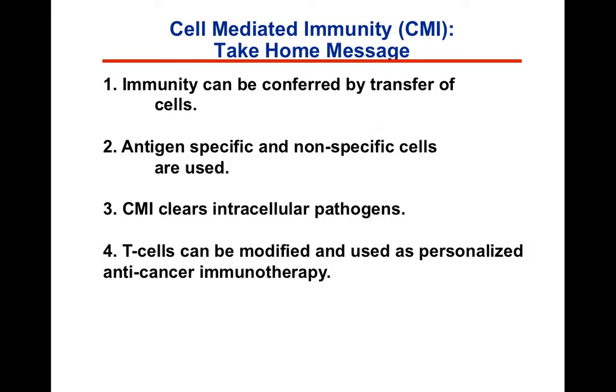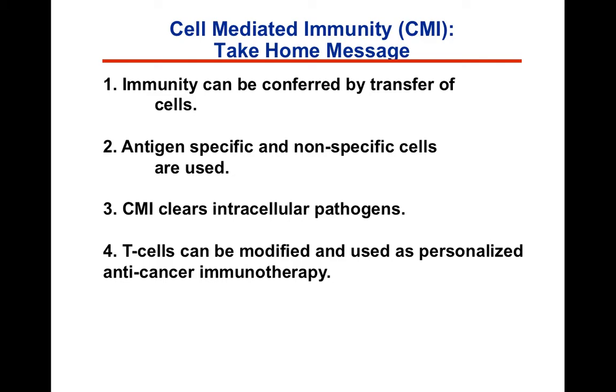Okay, the next part of looking at the immune system we're going to look at is referred to as cell-mediated immunity. So this would be the second pillar of the immune response. We've looked at AMI, so now we're going to look at cell-mediated immunity, referred to as CMI. Now the take-home message here, there are four basic things that you're going to learn.